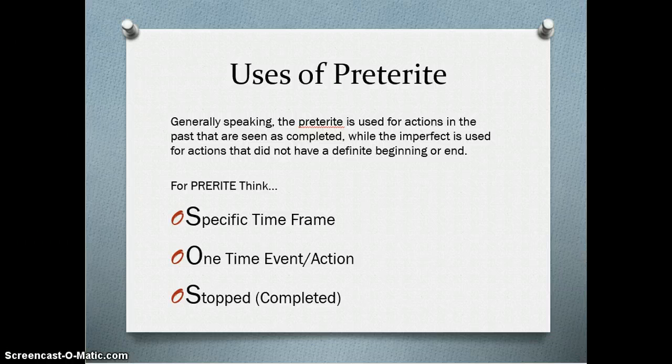Generally speaking, the preterite is used for actions that have been completed. So if you think of specific time frame, a one-time action or event, and definitely that stopping point, or we know that the activity has completed. That indicates preterite.